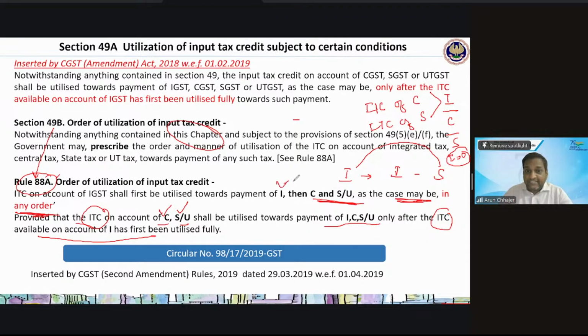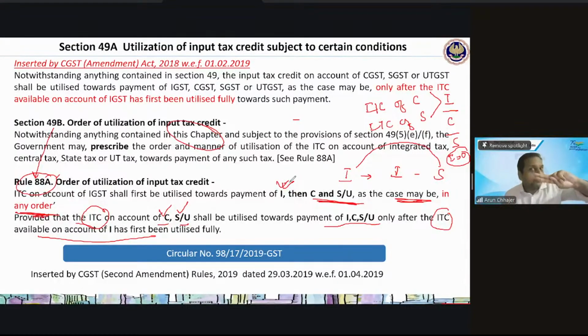In the main provision, it says the ITC of IGST can be given to C, can be given to S, no problem, but first it has to go to I. That is okay. So they have specified the ICS order, but only partially. I can give to I first. After that, C and S in any order. This is the ICS order. Now they are saying the order for C and S: C and S can give to anyone whatever they want, but only after I becomes 0.